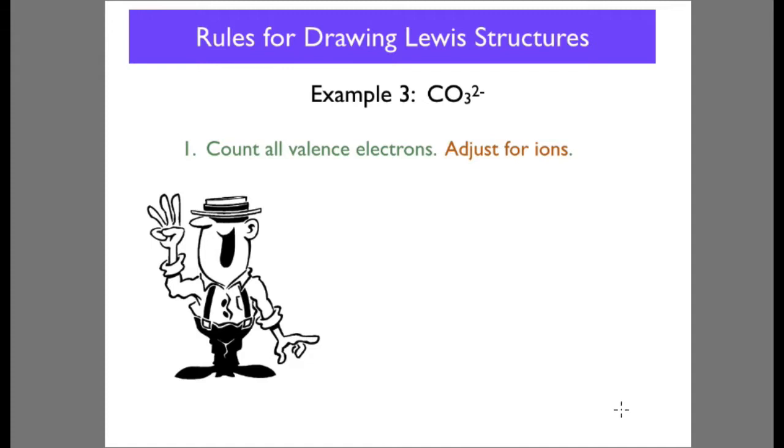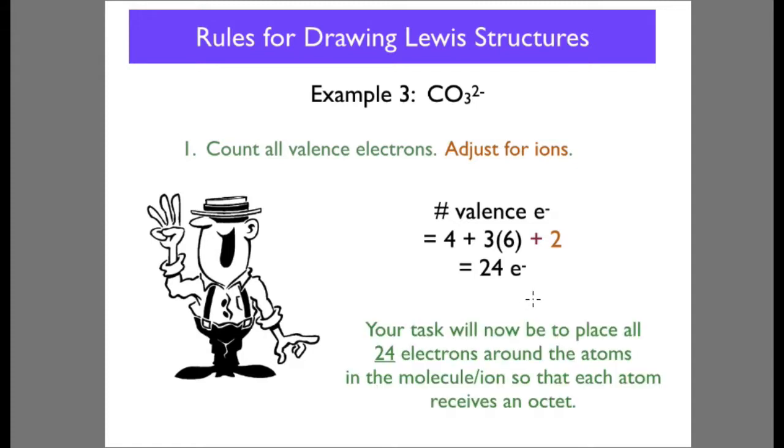Example 3. We're going to count all of the valence electrons, and this time we're going to have to adjust for ions because you can see it has a charge of 2 minus. So carbon, 4 valence electrons. Oxygen, 6, and there's 3 of them, and a charge of 2 minus, so it must have an excess of 2 electrons. There's the 2 electrons. 24 electrons. Our task, should you choose to accept it, is to place all 24 electrons around the atoms.